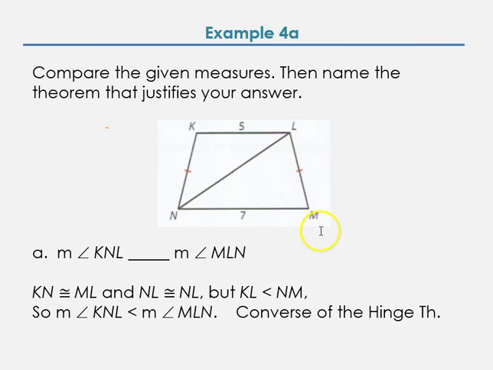Example 4a. We're asked to compare the given measures, then name the theorem that justifies your answer. So they're talking about the two theorems that we just learned. Is it the hinge theorem or the converse? So in example A, we have the measure of angle KNL.